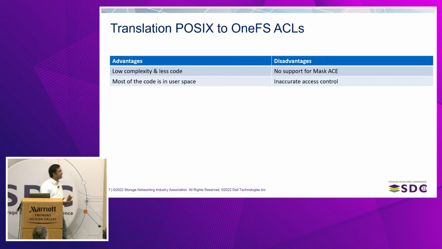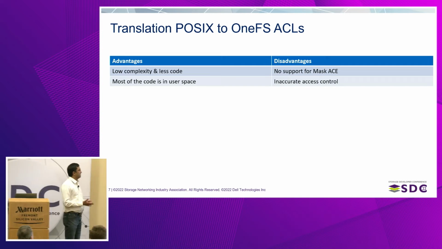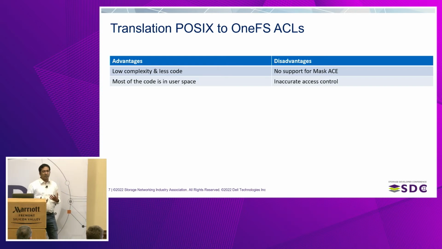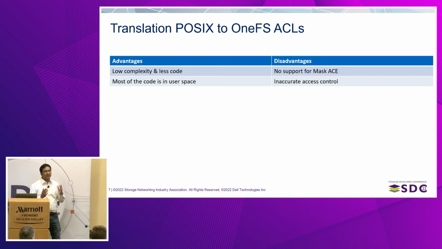So these are the trade-offs, right? If you were to do pure translation, the complexity is low, there's less code, and most or all of the code lives in user space. But the disadvantage is that there's no mask case. There's nothing analogous to a mask case in the kernel for NTFS, so there's no way for us to support a mask case. As a result, there are a lot of inaccuracies. And even if you had support for a mask case, there would still be inaccuracies because NTFS ACLs and POSIX ACLs are completely different things, right?